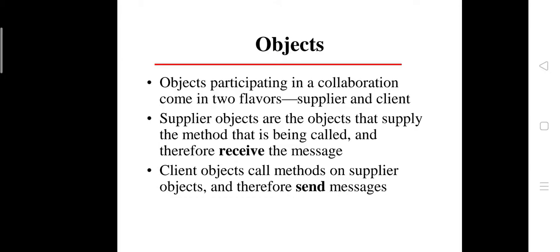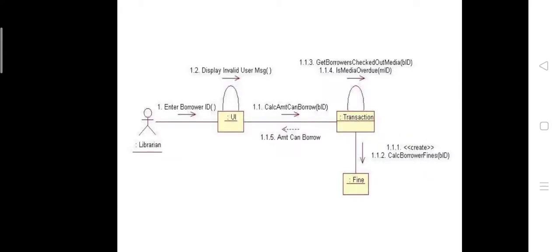Objects participating in a collaboration come in two flavors. There are two types of objects: some are suppliers, some are clients. Supplier means who receives the message, and client means who sends that message. Supplier objects are the objects that supply the method that is being called, and therefore receive the message. Whereas client objects call methods on supplier objects and therefore send the messages.